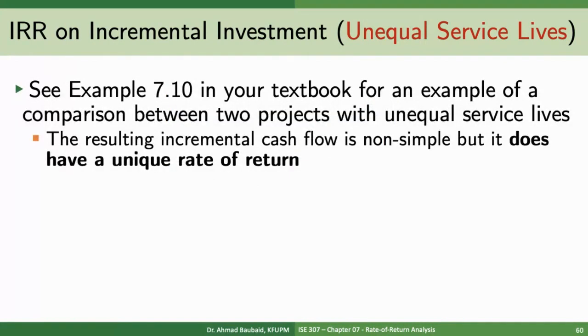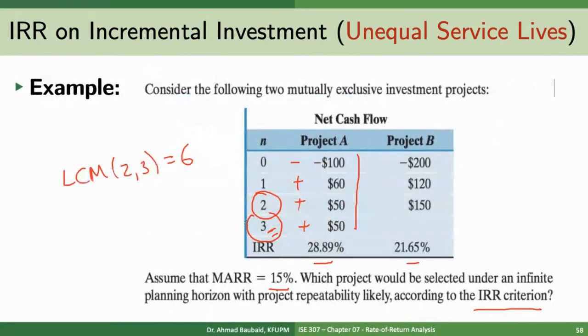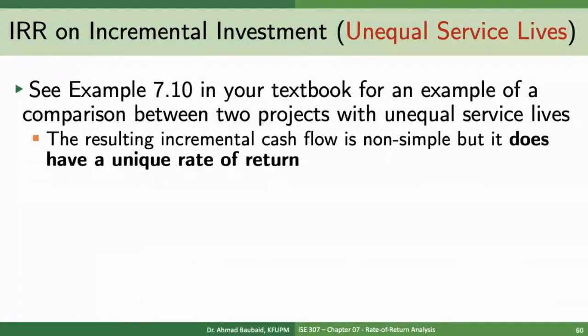Finally, I just want to point out example 7.10 in your textbook. It does a similar thing as this one with unequal service lives. But actually, the resulting incremental cash flow, even though it's non-simple, does have a unique rate of return, which I told you is possible. Okay? So just because it's non-simple does not mean it does not have a unique rate of return. It can have a unique rate of return, and it's always good to verify that. So I'll leave this example for you to check.